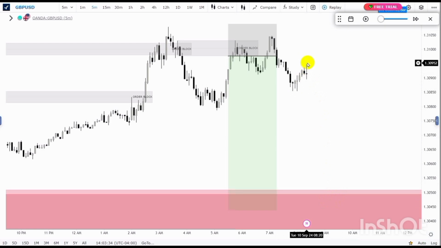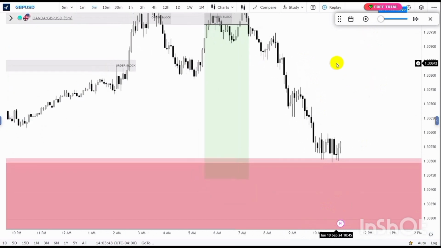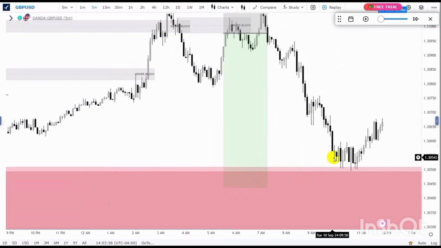We could actually take an entry at the close of this candle into our zone we're looking forward to the downside. Okay, so price is falling. We can see how price fell to the downside, even though price did not hit our take profits.